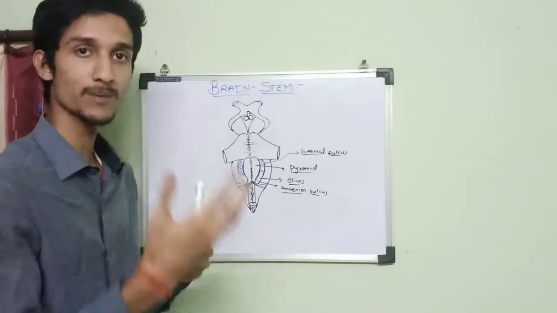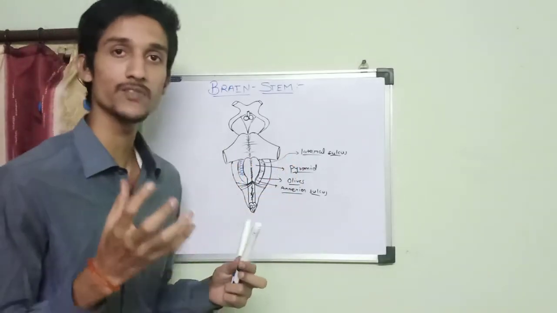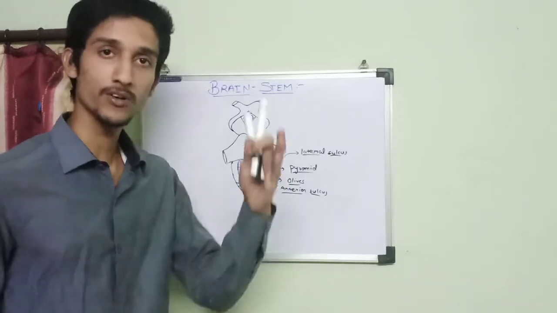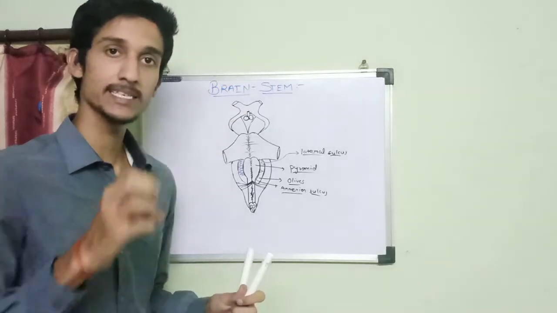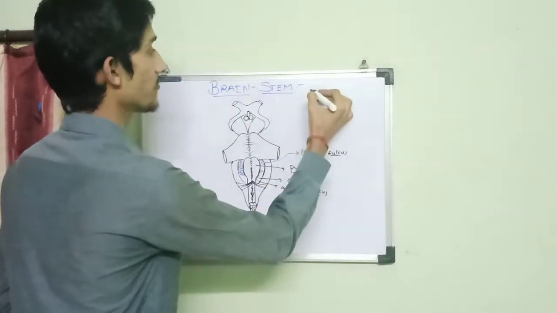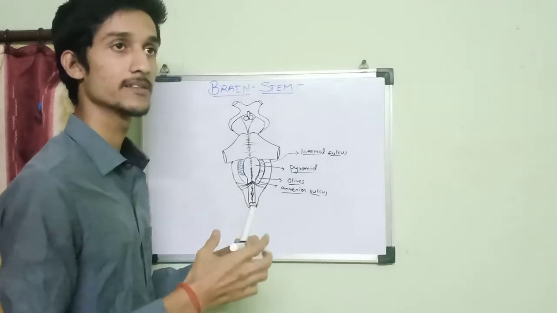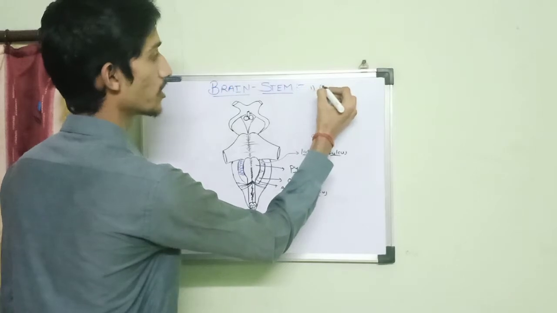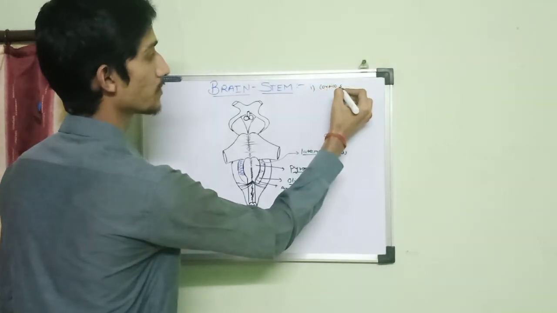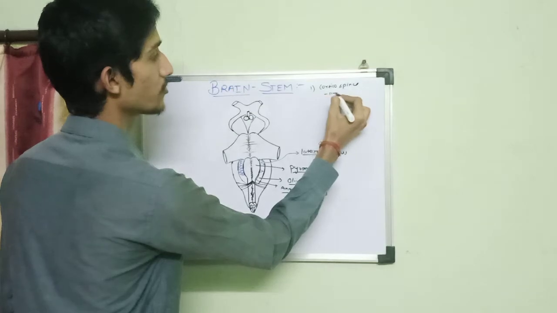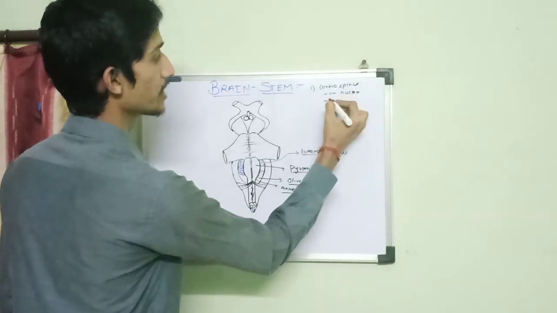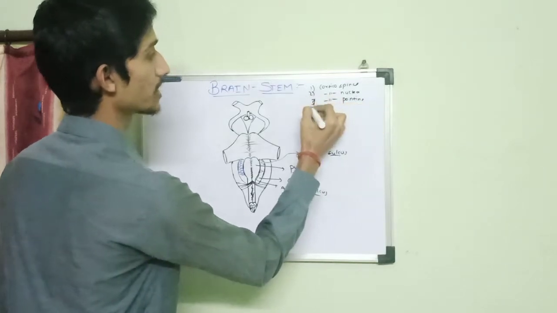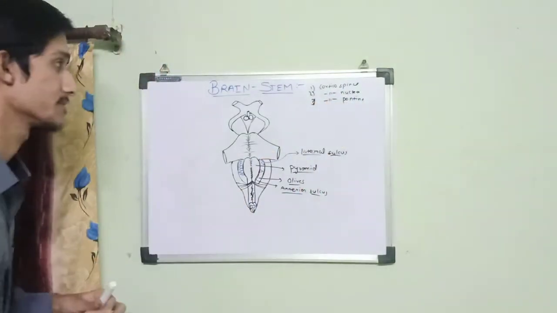Now what are these bulgings? Why is pyramid like a bulge structure? Actually, pyramid is the collection of the nerve fibers. We have generally three types of nerve fibers running longitudinally along the brainstem. These nerve fibers arise from the cerebrum, and they are of three types: cortico-spinal, cortico-nuclear, and cortico-pontine fibers.